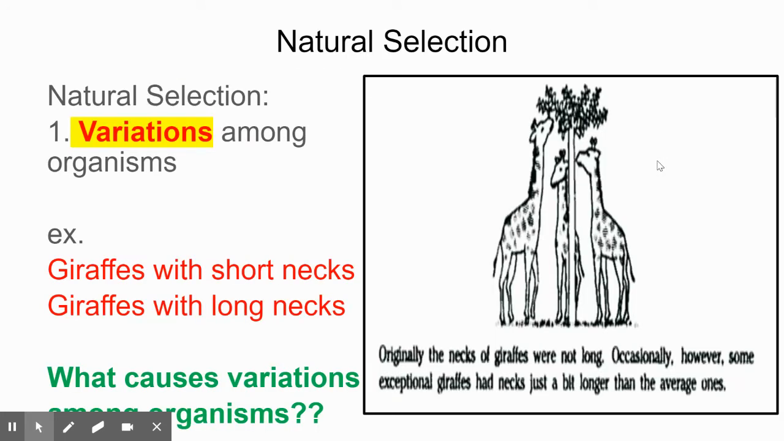All right, so what we're going to do is take the term natural selection and basically break it down. So the first part about natural selection is Darwin noticed that among organisms of the same species there are different variations between organisms that are the same type of organism. So we're going to do a very simplified example with giraffes. Our variation here is that we have some giraffes with short necks and some giraffes with long necks. So that's going to be our variation among our giraffe population.